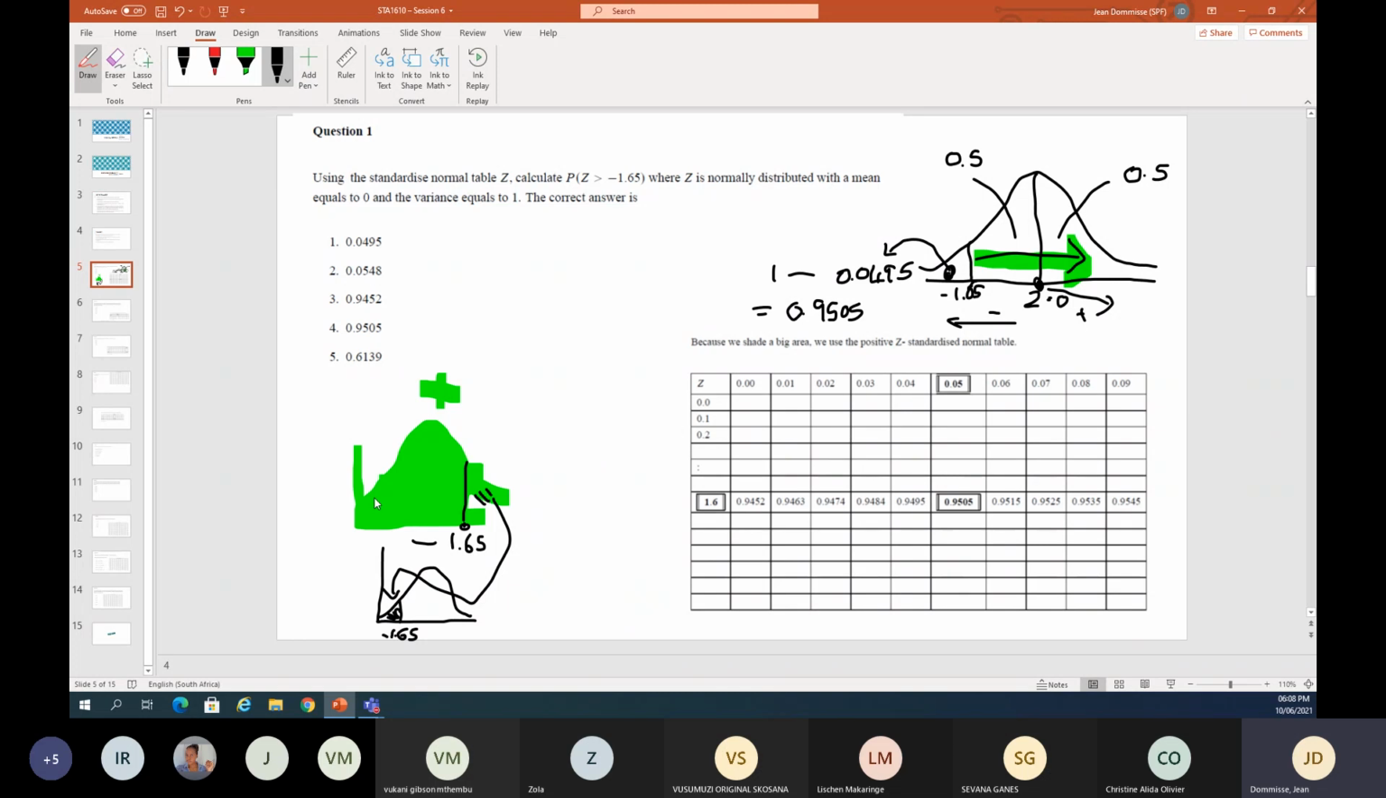The other way that we can look at it is if we go to the positive table, we will get this area for the 1,65. And that area will be what we have here, the 0,9505.